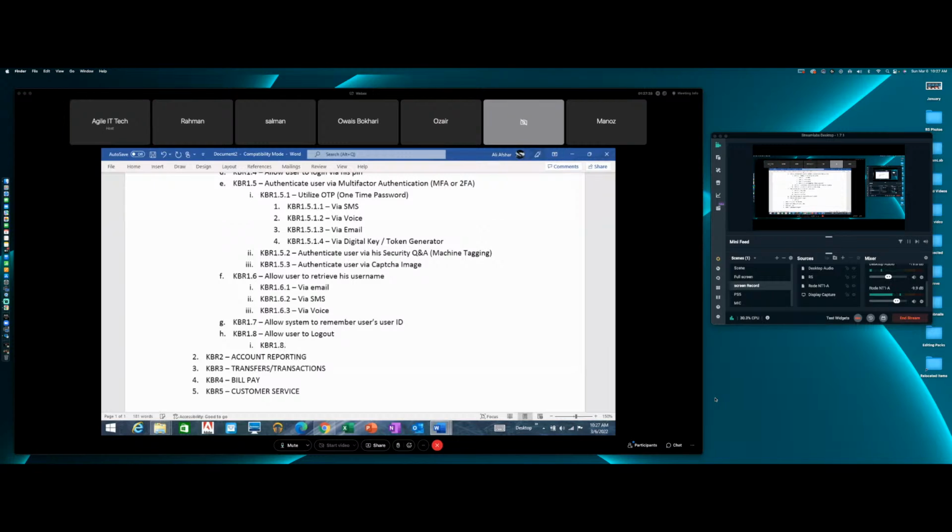Before you leave it, let's do the one where you're not leaving it. Actually, options to log out. User initiated, right? Versus KBR 1.8.2, which would be session timeout, right? That's the one you were talking about, right? Leaving it. Correct.